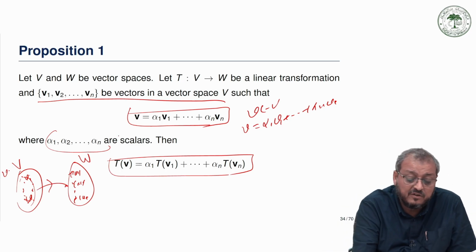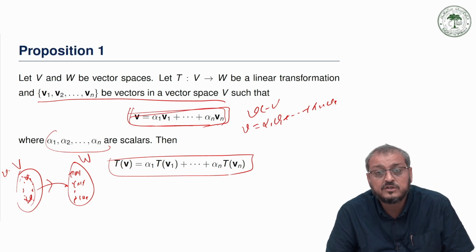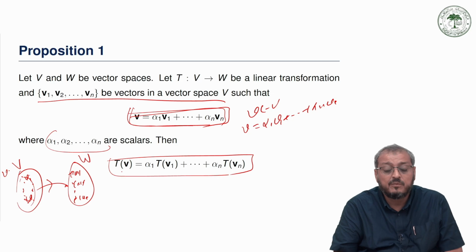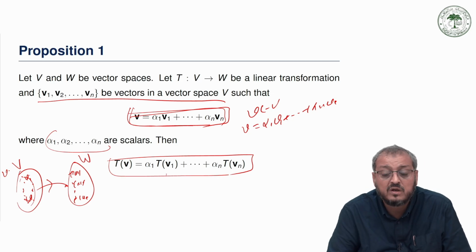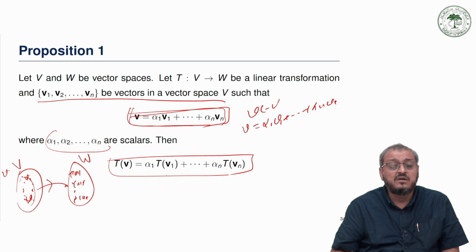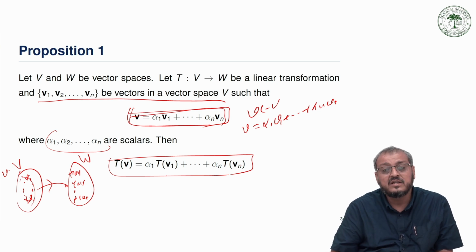So we can say that if v can be written as a finite linear combination of the elements v1, v2, vn, then T of v can be written as a finite linear combination of T of v1 plus T of v2 and so on. We prove this result by using very basic mathematics, which is called mathematical induction.